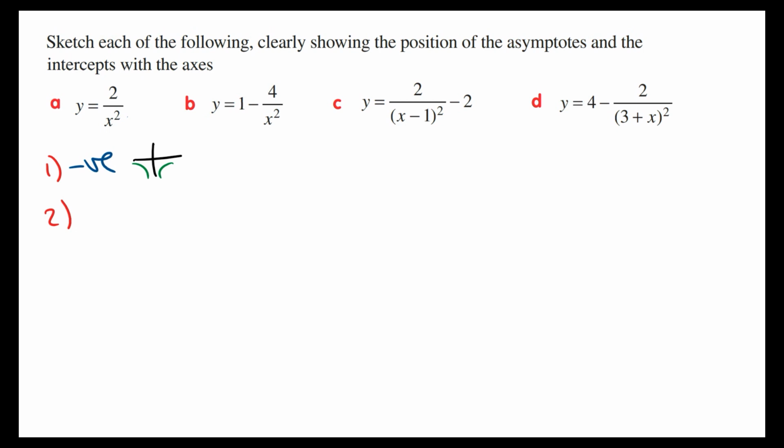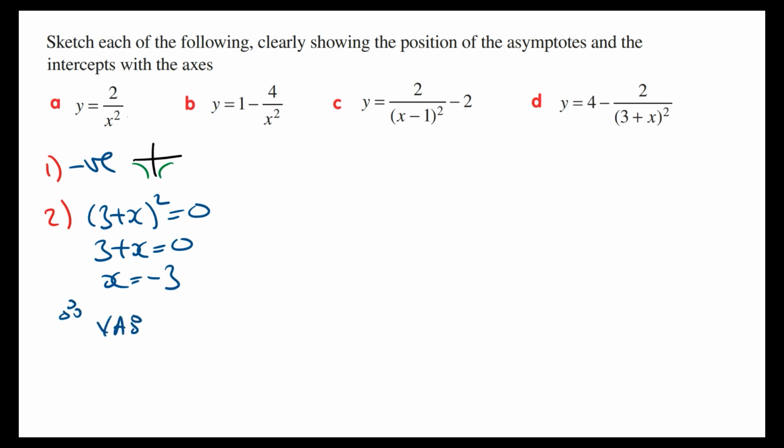For the vertical asymptote, we let (3 plus x) all squared equal 0 and then solve for x. And so 3 plus x is going to be 0, and so x is going to be minus 3. And so the vertical asymptote is going to have the equation x is equal to minus 3. The horizontal asymptote is going to be the line y is equal to 4.